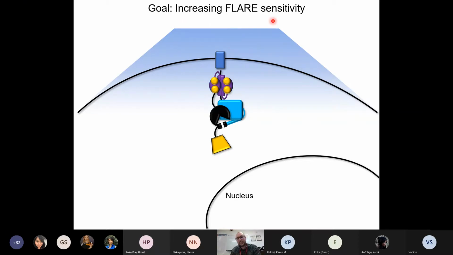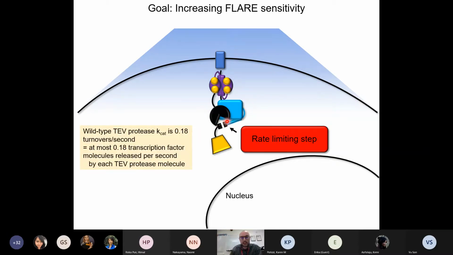And if we pay attention to the design, the rate limiting step here is the amount of transcription factor molecules that are released from the plasma membrane when we have an increase in calcium concentration. And it's worth saying that this increase in calcium is very transient in neurons. So the TEV protease is an excellent protease, but still a little bit slow because the kcat is around 0.2, so only 0.2 cuts are going to happen per second. So if we want to increase the sensitivity, what we have to do is improve the velocity of this enzyme to reduce the tagging window.